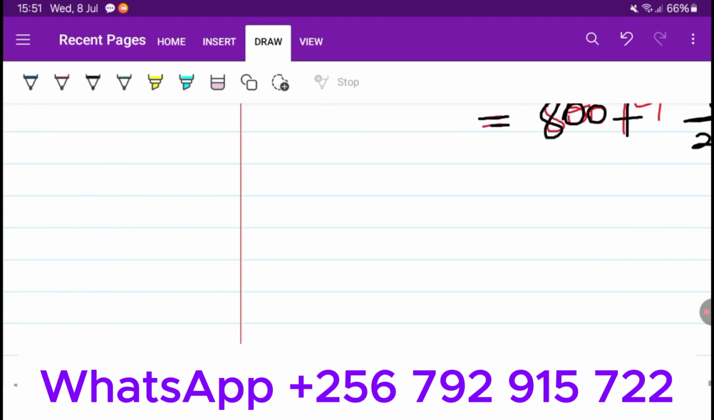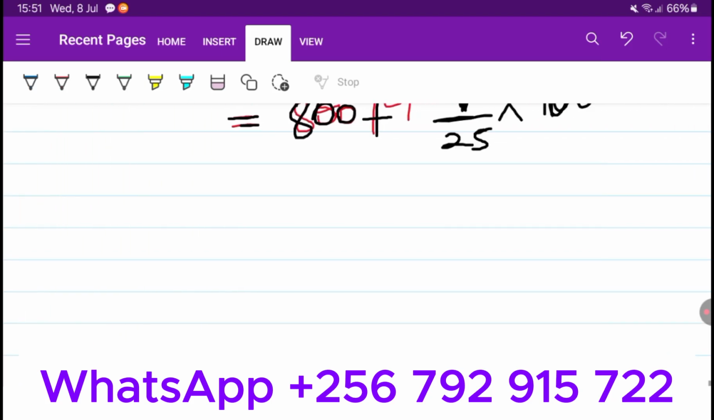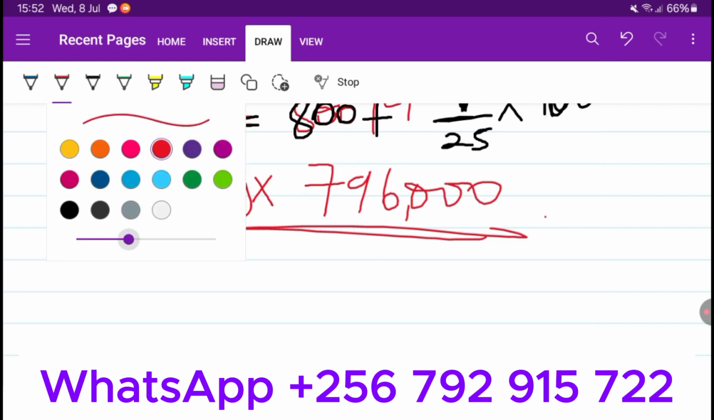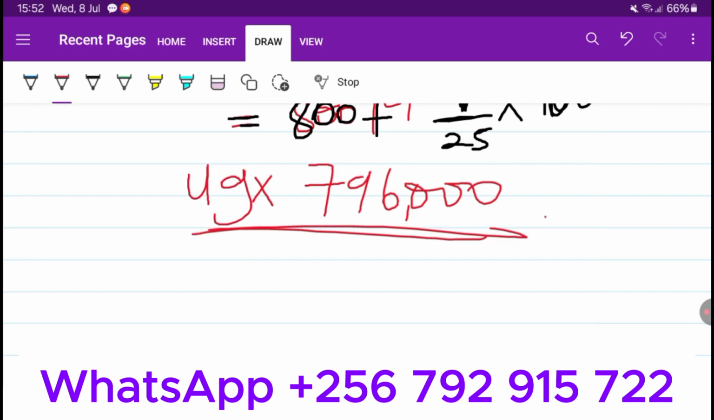So this gives us 796,000 as our answer, which is the same as what they had given to us in the question. Now, that's all that we wanted to talk about as far as the mean for ungrouped data is concerned.